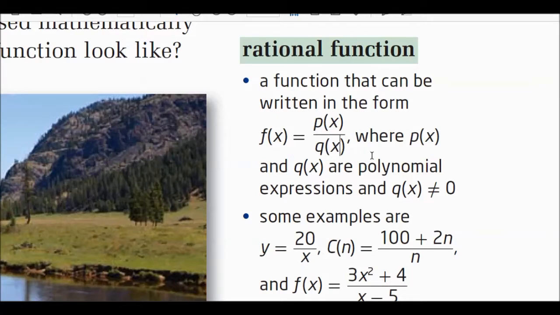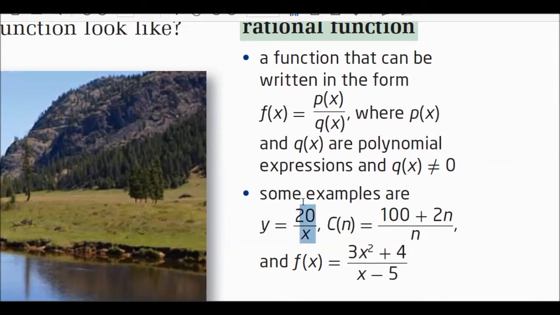All right, so q of x has to be a polynomial that has an x in it. Everyone listen to that? So it can't be just a constant. That's not a rational function. This q of x has to have an x in it. So notice the examples here. 20 over x. There's a constant on top, but there's a polynomial as a monomial with x in it. Here's a monomial with n in it. Here's a binomial with a variable in it. So these are all examples.